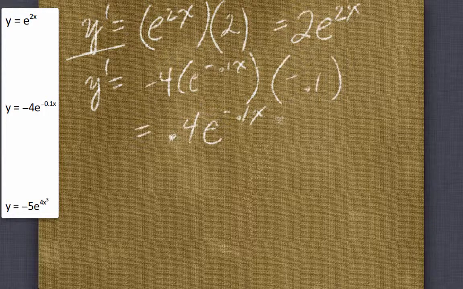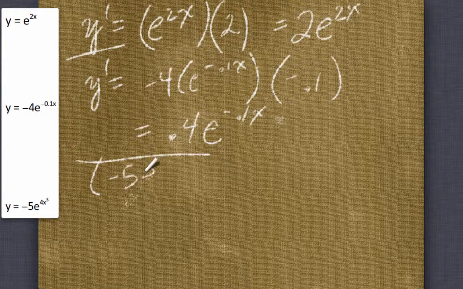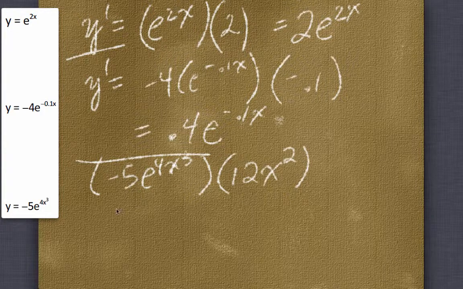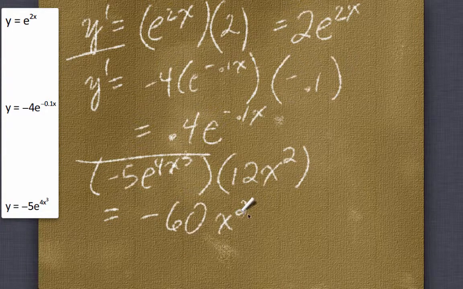And then on the last one, we write down exactly what we see. And then the derivative of the power is 3 times 4 is 12, x to the drop 1, so squared. So negative 60 x squared e to the 4x cubed.